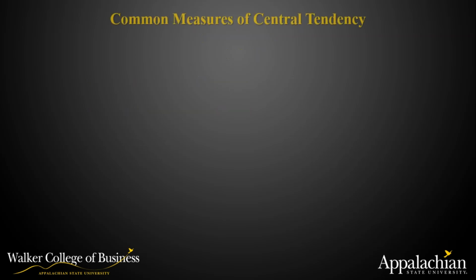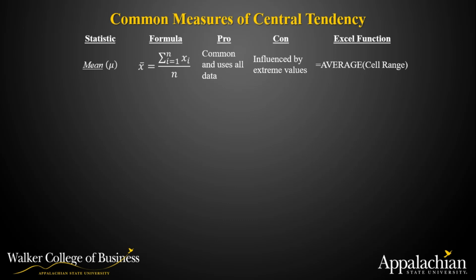By far, the most common measure of central tendency is the sample mean. The population mean is denoted by mu, and the sample mean is denoted by x bar. It is calculated by taking the sum of all the observations and dividing it by the number of observations. This can be done in Excel by typing in equals average and providing the cell range.